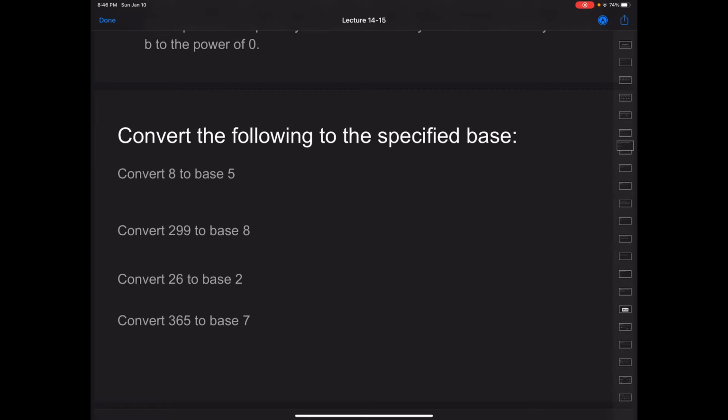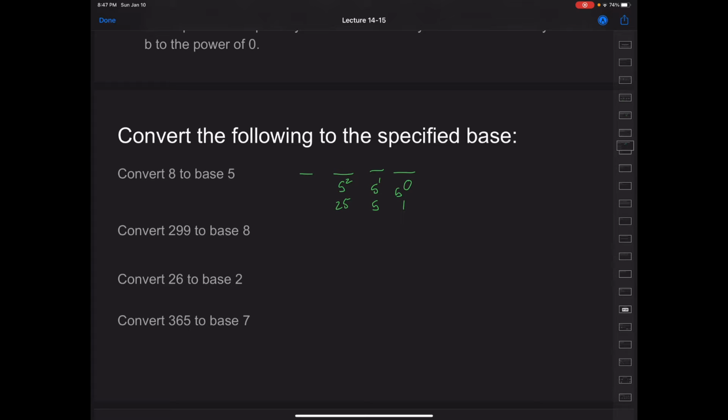So we want to convert 8 to base 5. So we have an 8, so let's set up a base 5 number system with powers of 5 until we pass 8. 5 to the 0, which is 1. I'll write it like this. 5 to the first power, which is 5. 5 to the second power, which is 25, and we can stop there because 25 is more than 8.